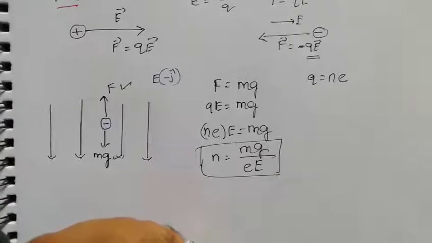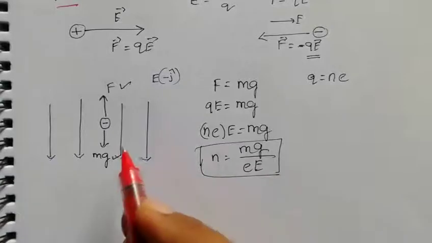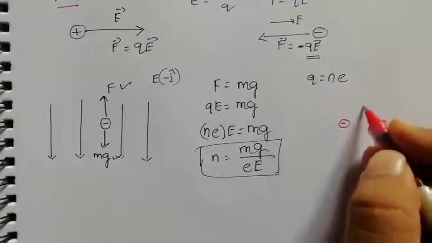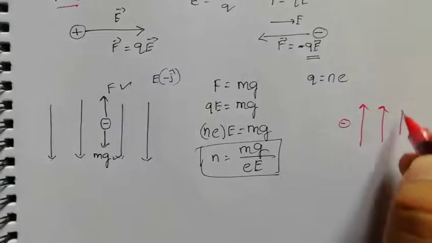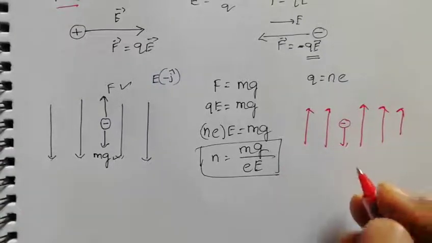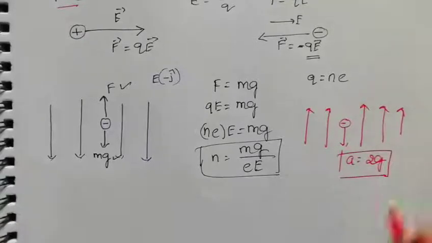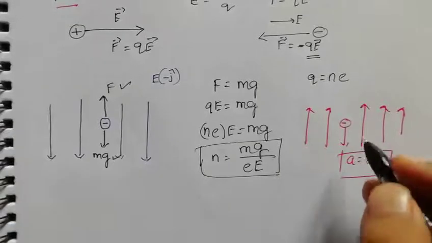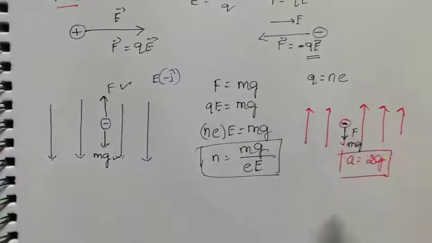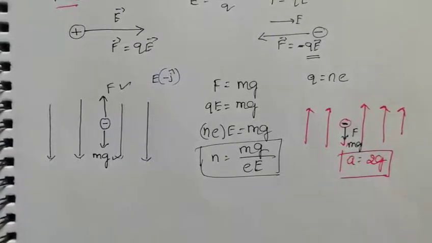Now a simple case I will take. If you reverse the direction of the electric field, now there is a charged particle and the electric field is upward like this. Now this will fall with acceleration A equal to 2 times g. Because gravity is acting downward on the mass, and there is an electric force also acting downward because it is a negative particle. So acceleration becomes twice the acceleration due to gravity.